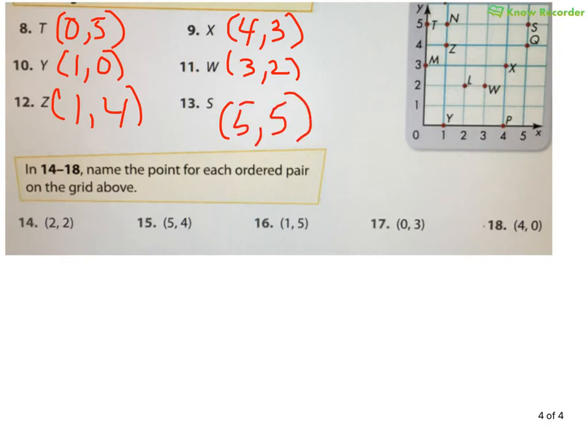All right. Now they want to know the letter. So what's at 2, 2? Well, I'll go over 2, up 2, point L. 5, 4. Over 5, up 4. Q, quail. Over 1, up 5, N. Over nothing, up 3, M. And finally, over 4, up nothing, P.